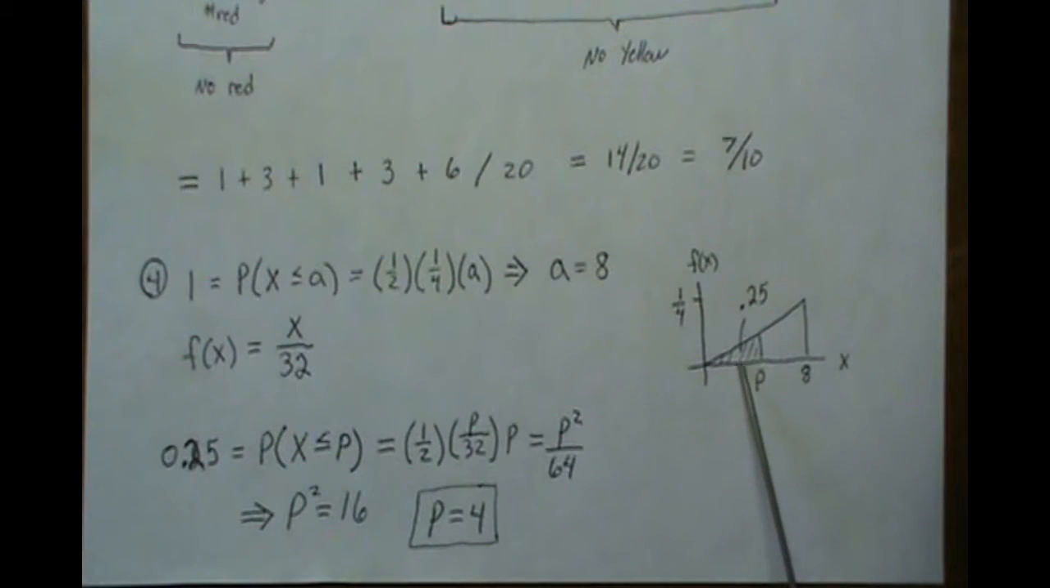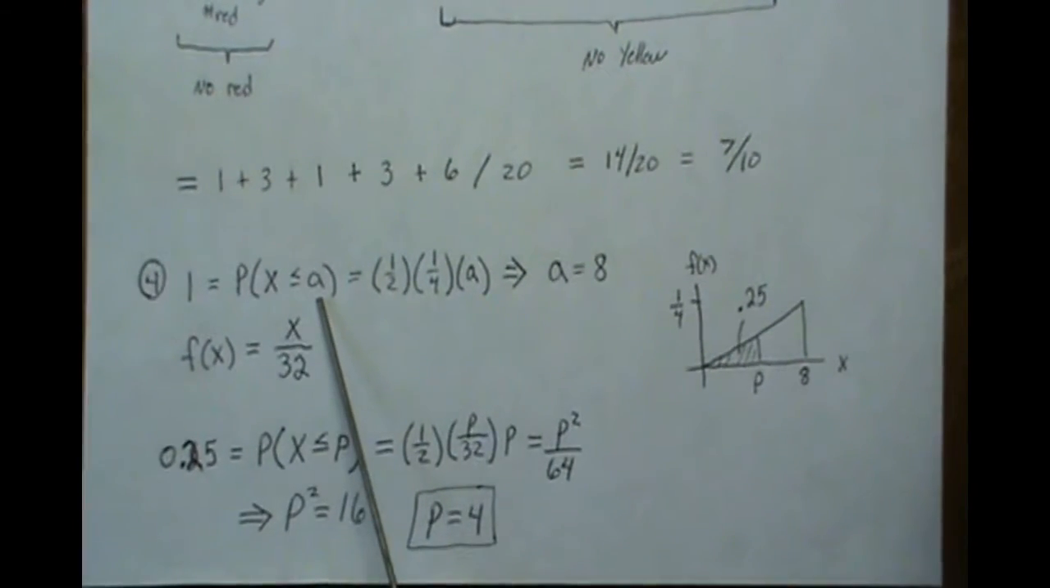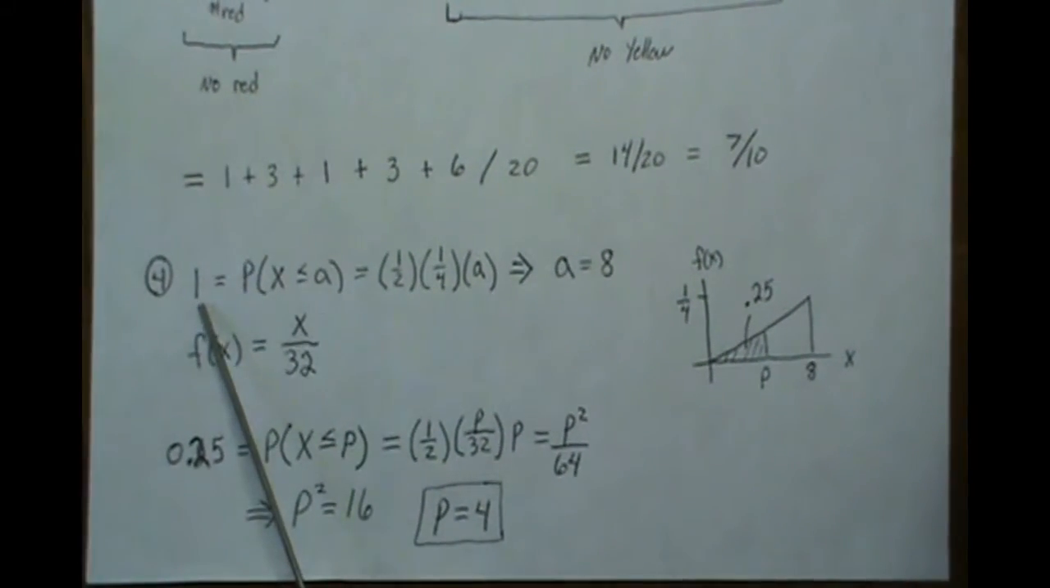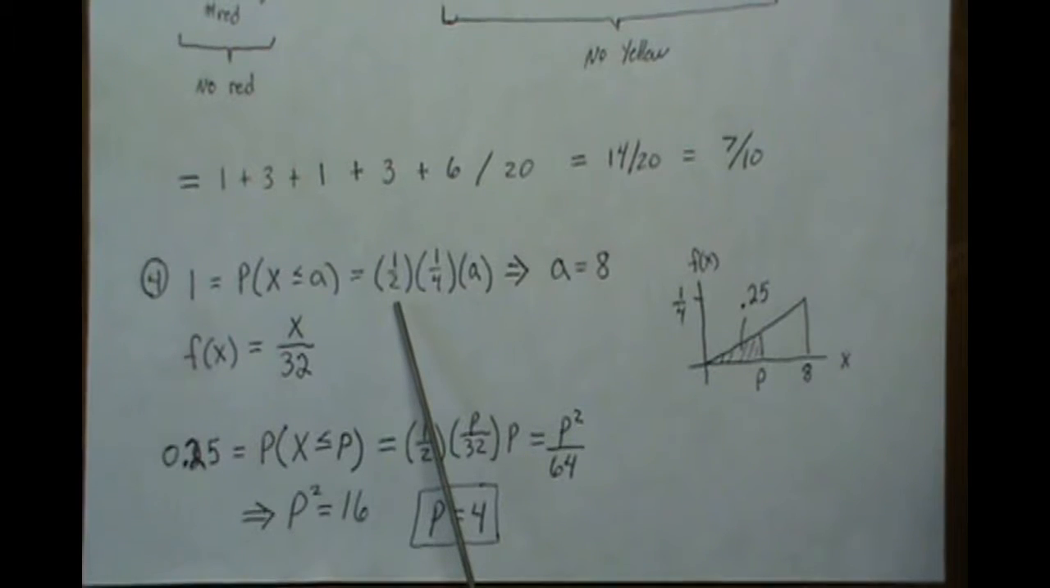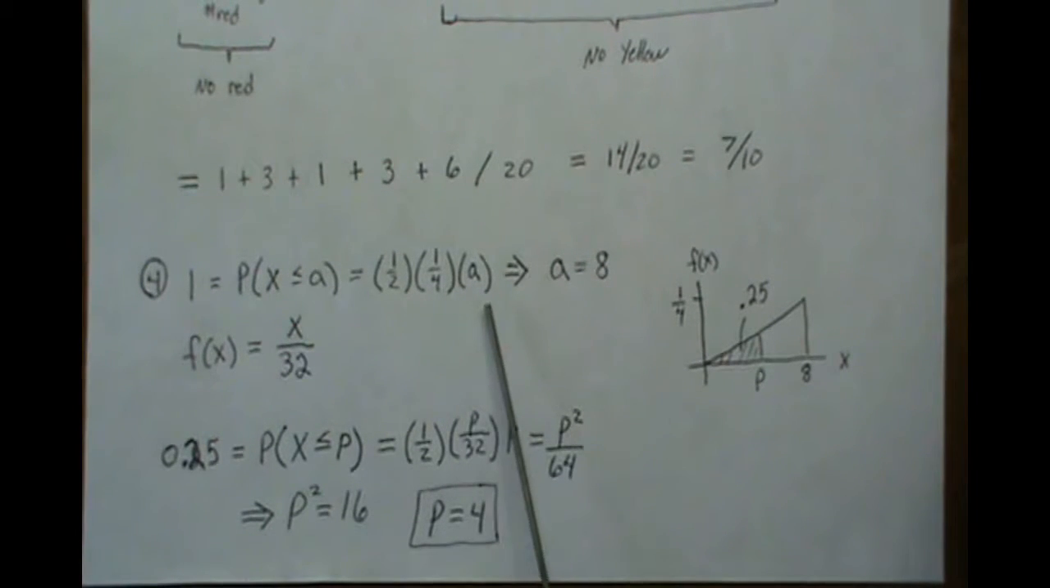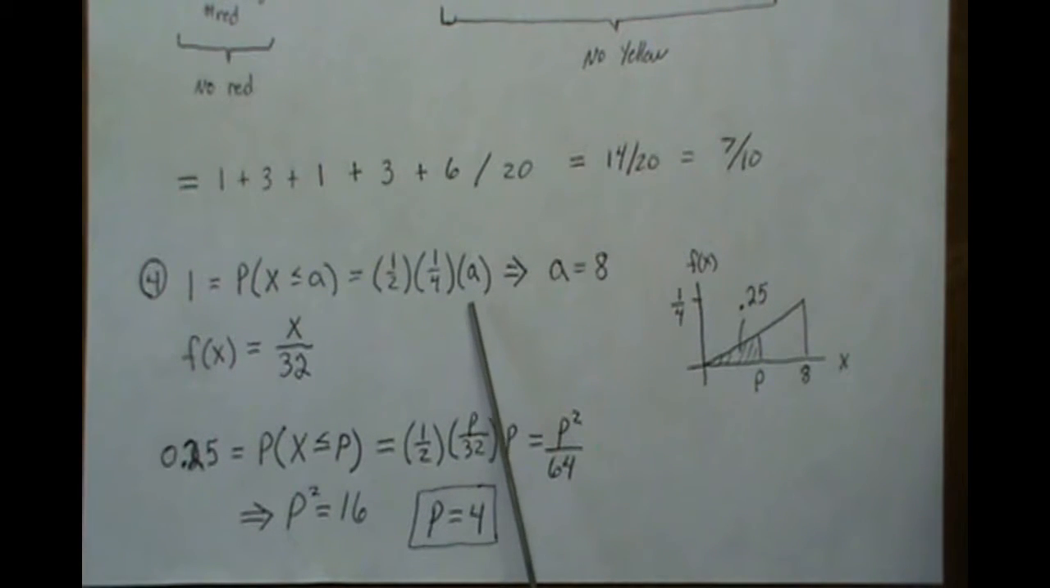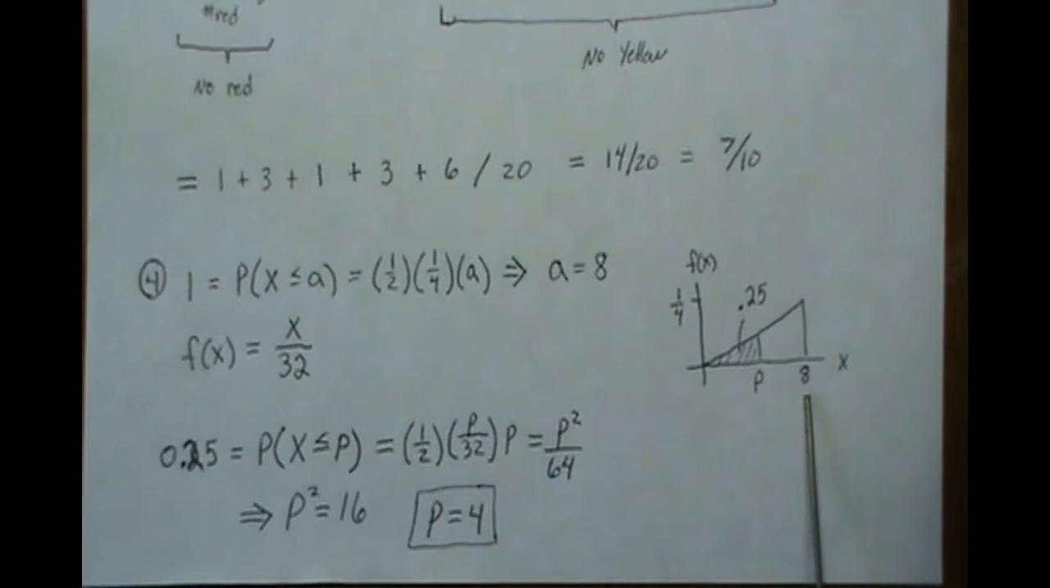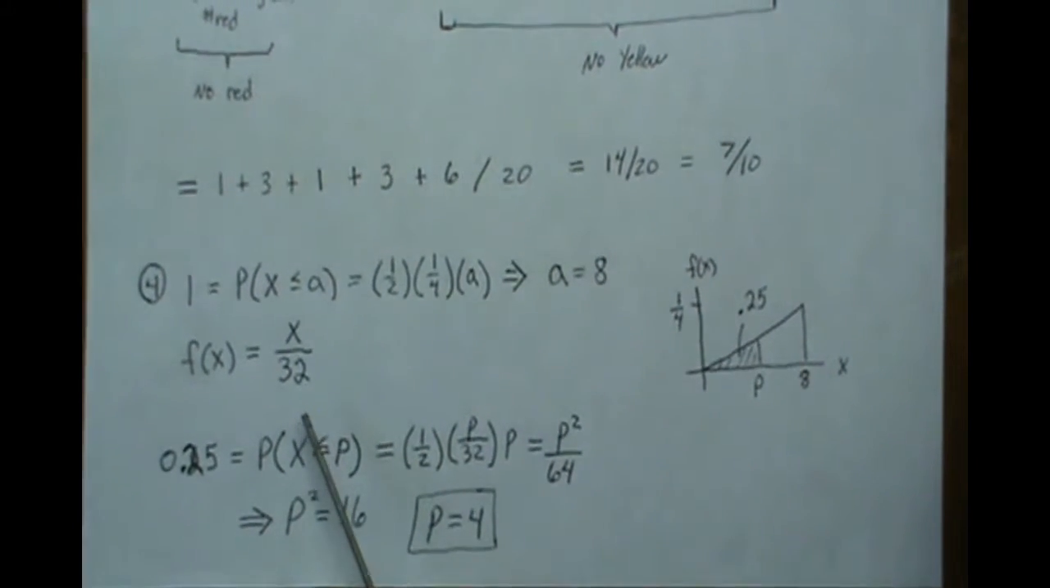1. And it provides in the answer that the height is 1/4, and this is A. So the probability of being less than or equal to A has to be 1. And so it's 1/2 the height times the base, and then you can back solve for A and you get A equals 8.